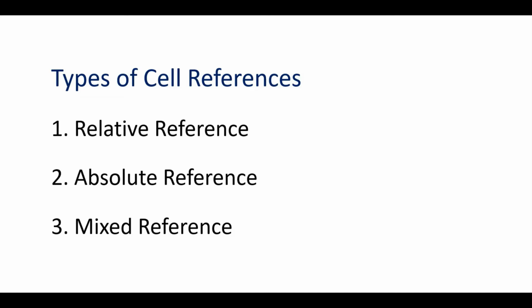We have three types of cell references: relative reference, absolute reference, and mixed reference. Relative reference is the default reference in Excel. Absolute reference is a reference to a specific cell, whereas mixed reference is a combination of relative and absolute reference. Let's take them one by one.